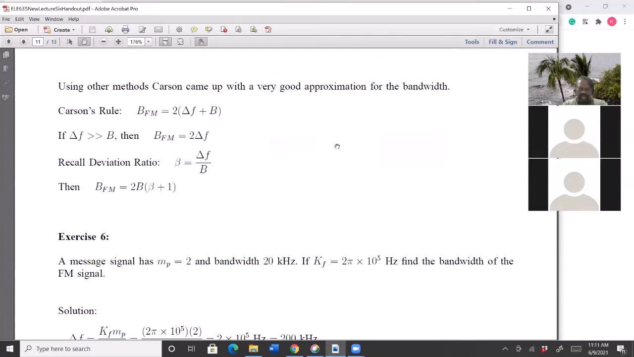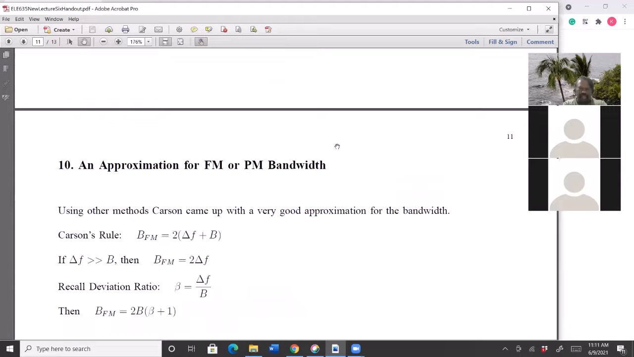Now, I think I will stop at this point. Section 10. So someone named Carson figured out after which point you can ignore it. Okay. And he came up with a short formula for FM bandwidth. And the FM bandwidth is given as 2 times the maximum carrier deviation plus the message bandwidth.